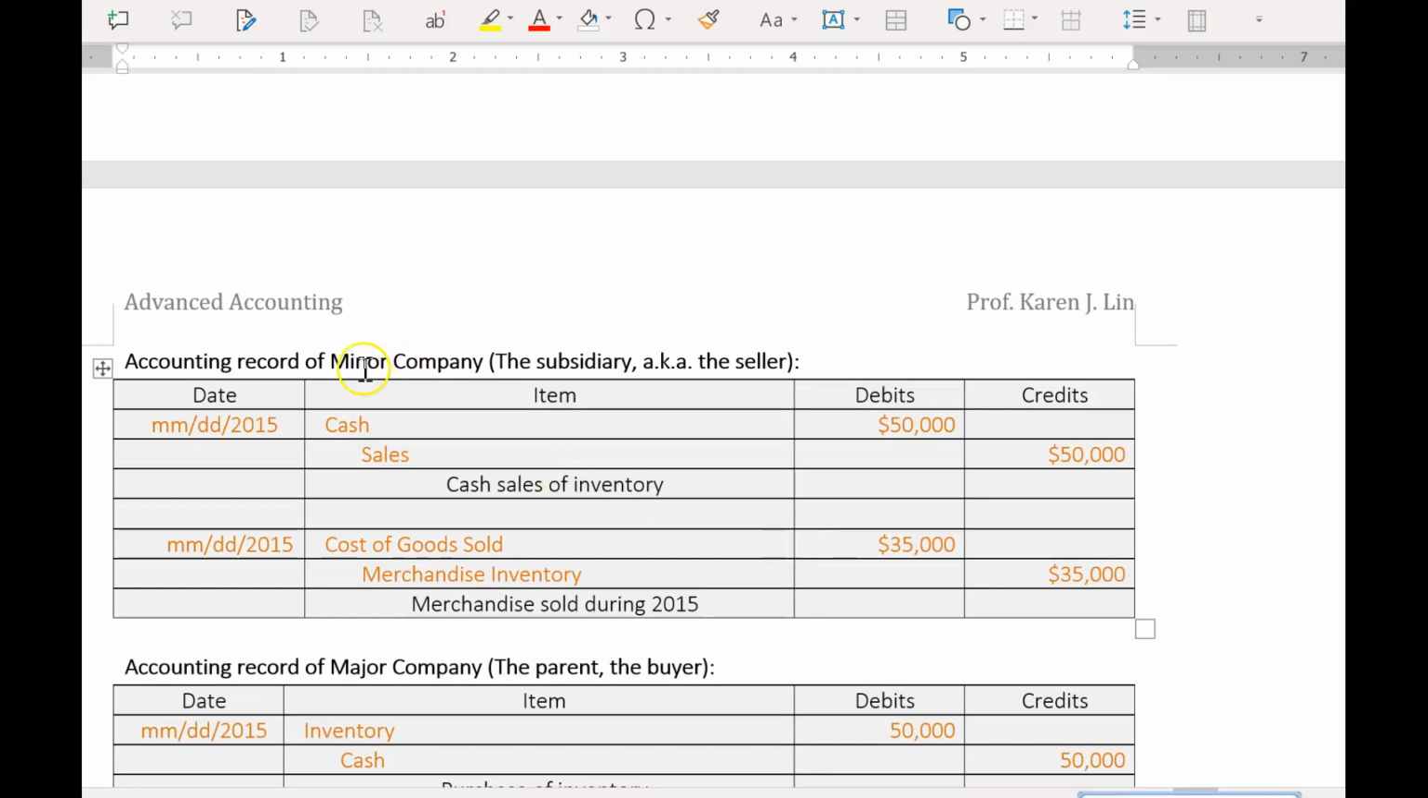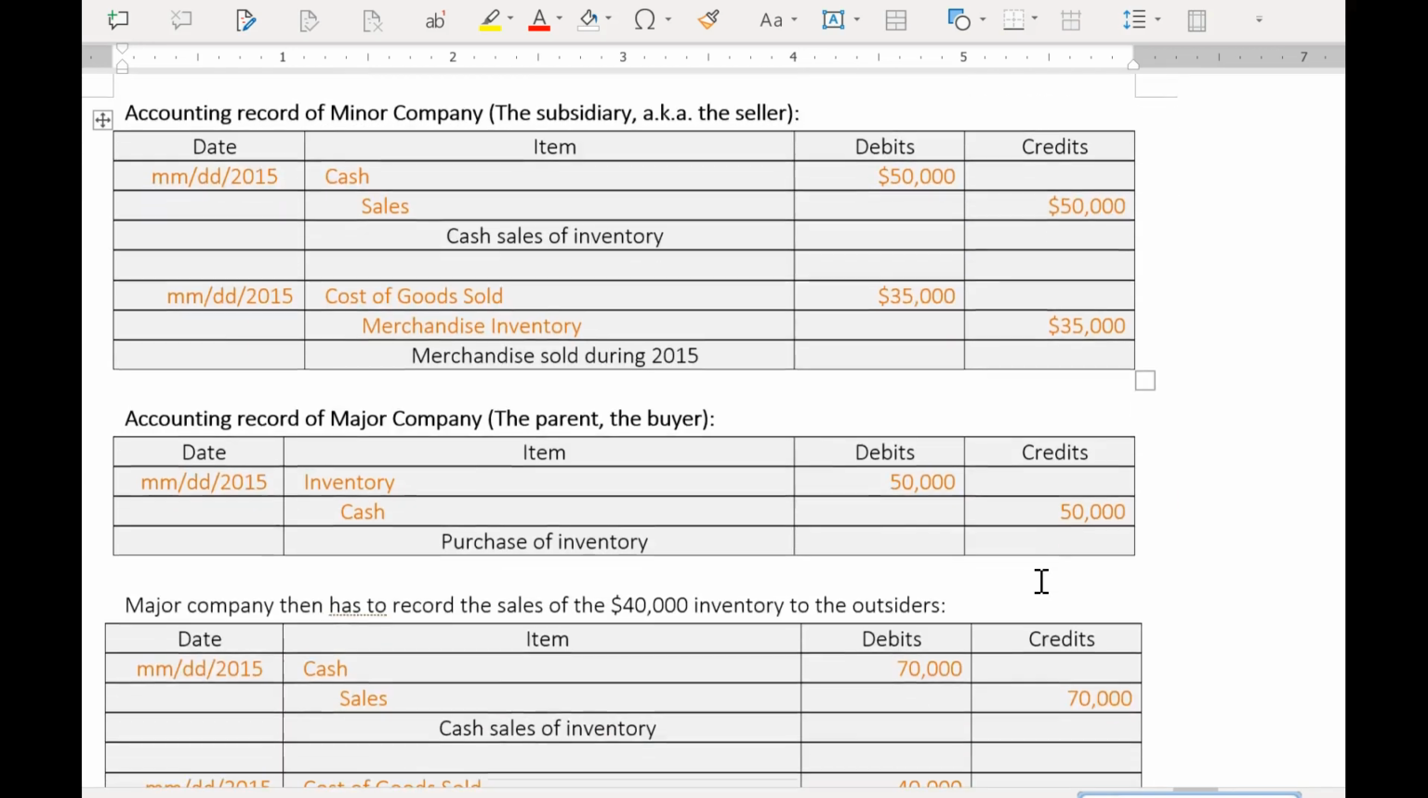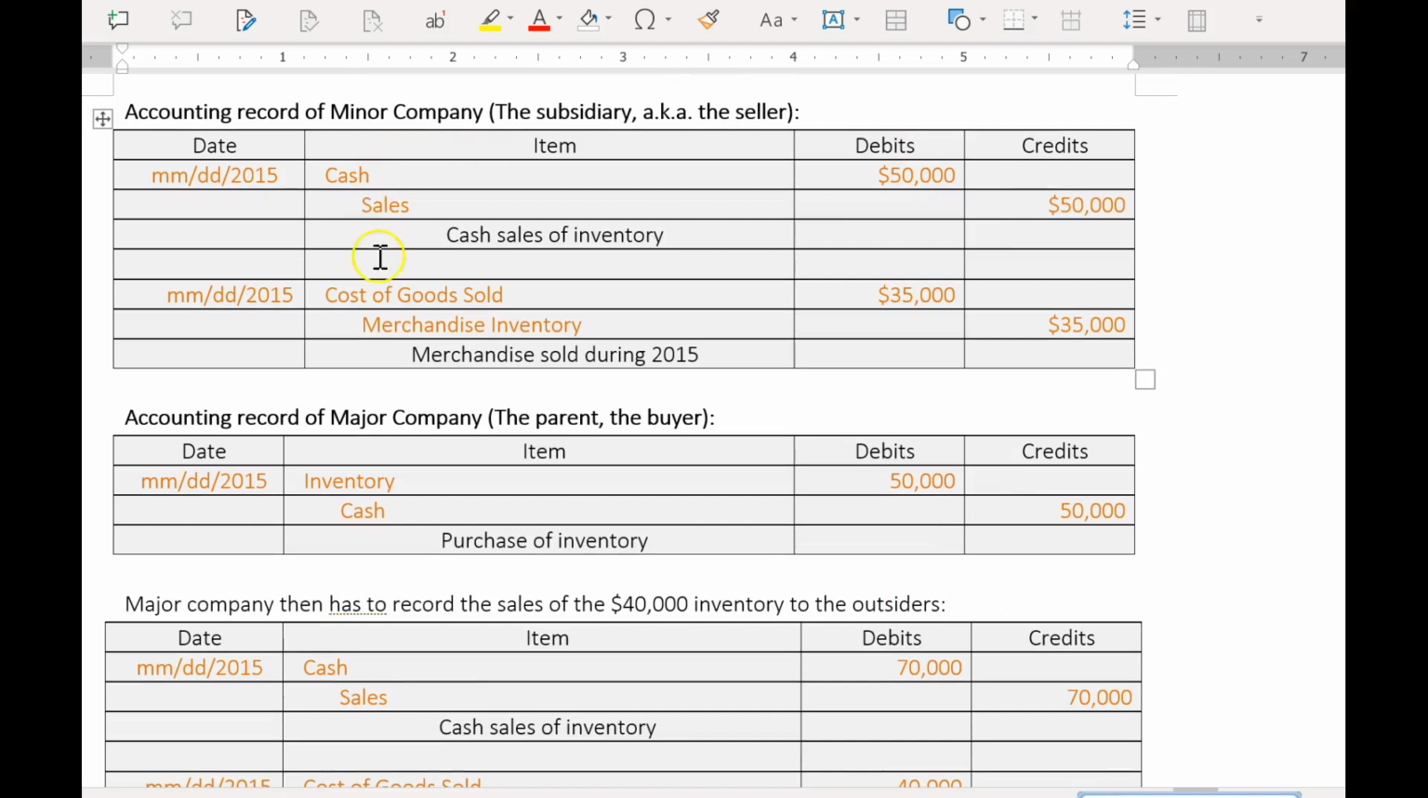The subsidiary is selling to the parent, so the subsidiary debits cash and credits sales 50,000. The subsidiary also recognizes the cost of goods sold and the removal of the inventory, 35,000 on both sides. So this is the subsidiary's financial accounting. You can see the subsidiary recognized 15,000 gross profit. Basically, its impact on its income statement is $15,000.